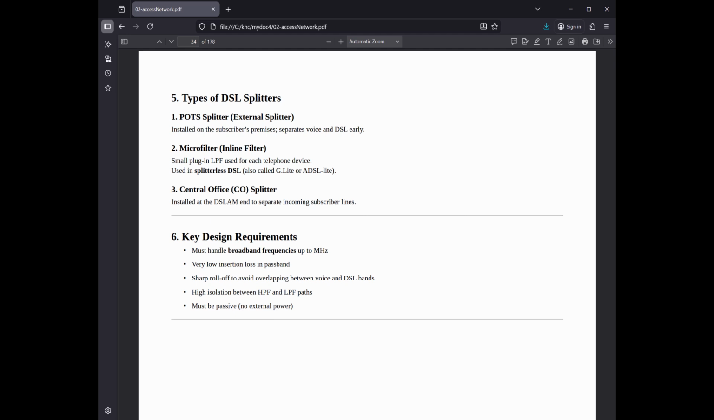Why use a splitter? Simultaneous use: it allows you to use the internet and make phone calls at the same time without the signals conflicting. Interference prevention: without a splitter, the high-frequency DSL signal can cause audible noise on the phone, and telephone activities, like picking up the receiver, can cause the DSL modem to disconnect. Signal strength: by properly separating the signals, the splitter ensures the modem receives the strongest possible data signal rather than wasting energy in the phone circuitry.